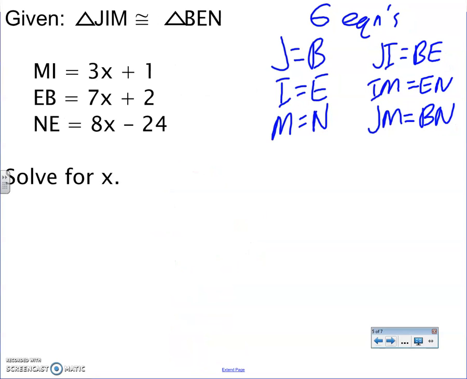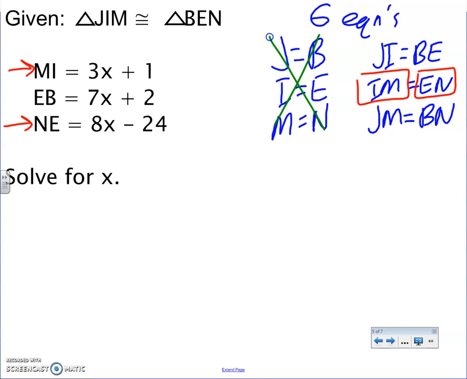Given triangle JIM is congruent to triangle BEN, and all these sides, solve for x. So we write out the 6 equations, again based on the order and letter position. They give us sides, so we don't really need the angle equations, but they're good to know. They gave us IM. MI is the same thing as IM, so they gave us this one. It equals EN. Do we have EN? We do. IM is MI, and EN is NE. We already have this right here.